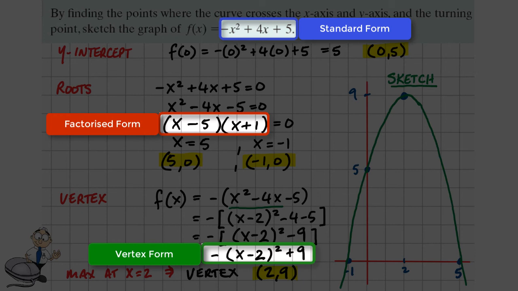And maybe this is important to know. So the standard form, we could read off that, that 5 is the y-intercept. The factorized form, we could read off that, where it crosses the x-axis. We could see the roots are 5 and -1. And in the vertex form, we could read off that (2, 9) is where the turning point is. So it's maybe the important learning in this question is about these 3 forms of the quadratic expression.